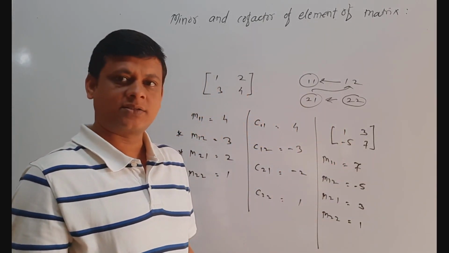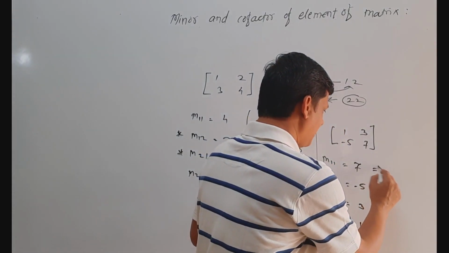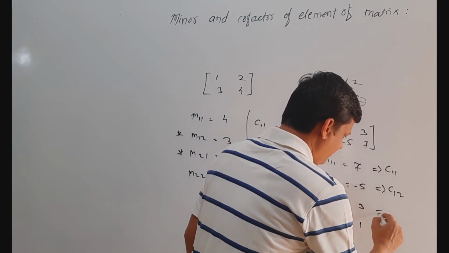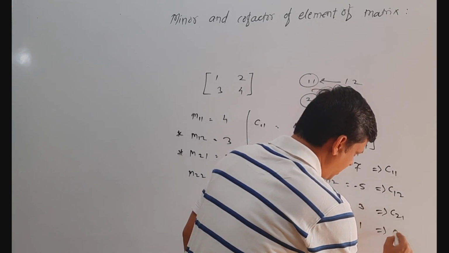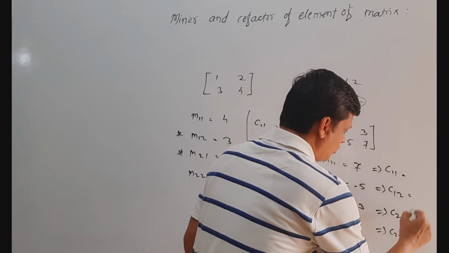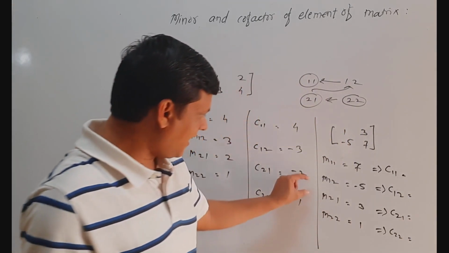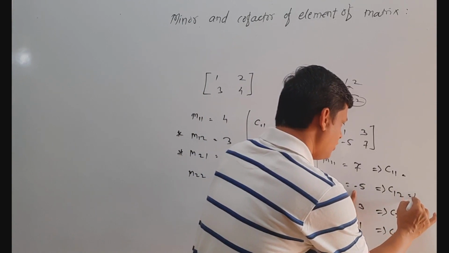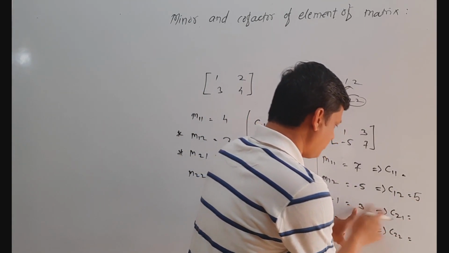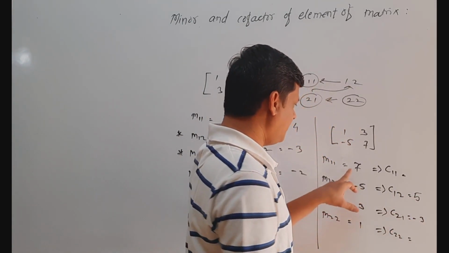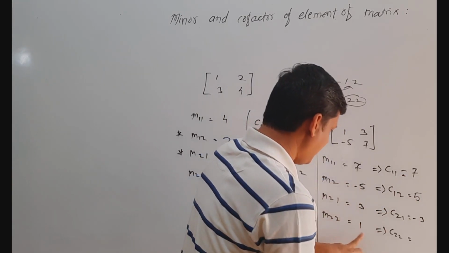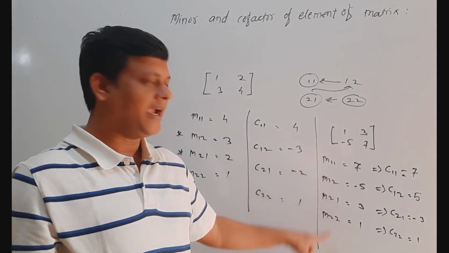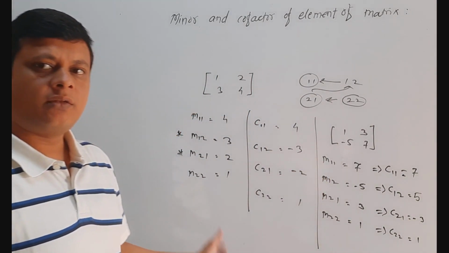These are the minors. So for writing the cofactors, C11, C12, then C21, C22. So for this we have to change the sign of this m12 and m21 only. So in place of -5 we write +5, in place of 3 we write -3, and keep this 7 and this 1 as it is. So in this way you can write the minor and cofactor within few seconds.